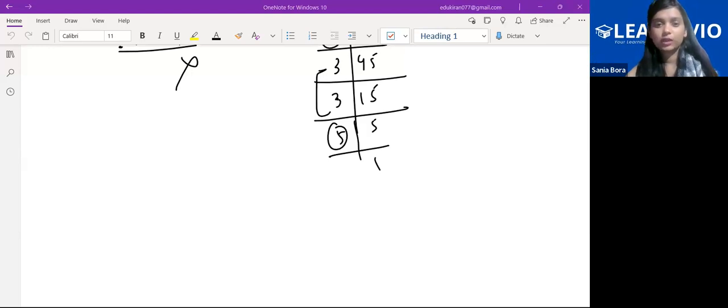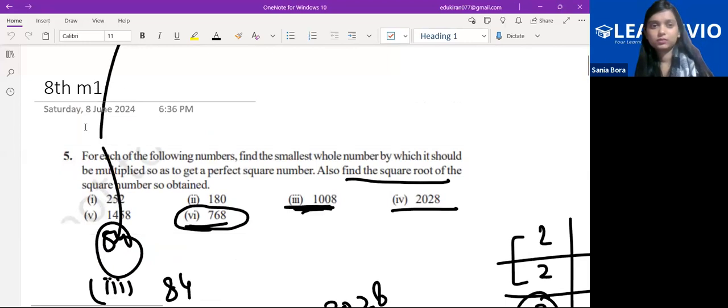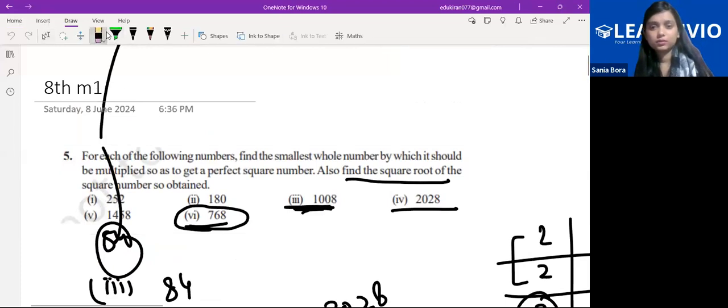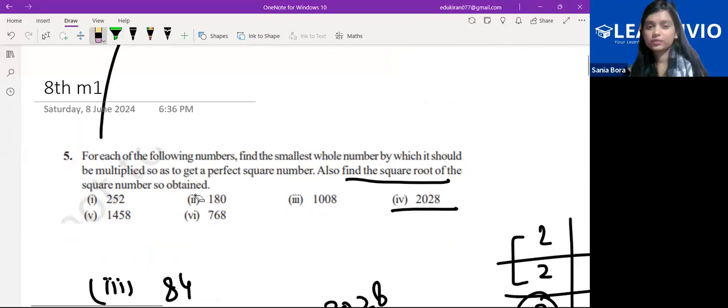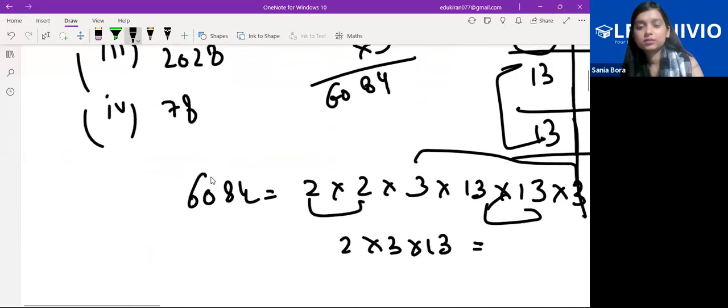And everybody kindly switch on the cameras. This was the fifth one. So this one, I guess, we completed, right? This was the fifth question, right? You have to find the square root by multiplication. So you will first find the prime factorization and whatever pair was missing. Yes? We all finished this.